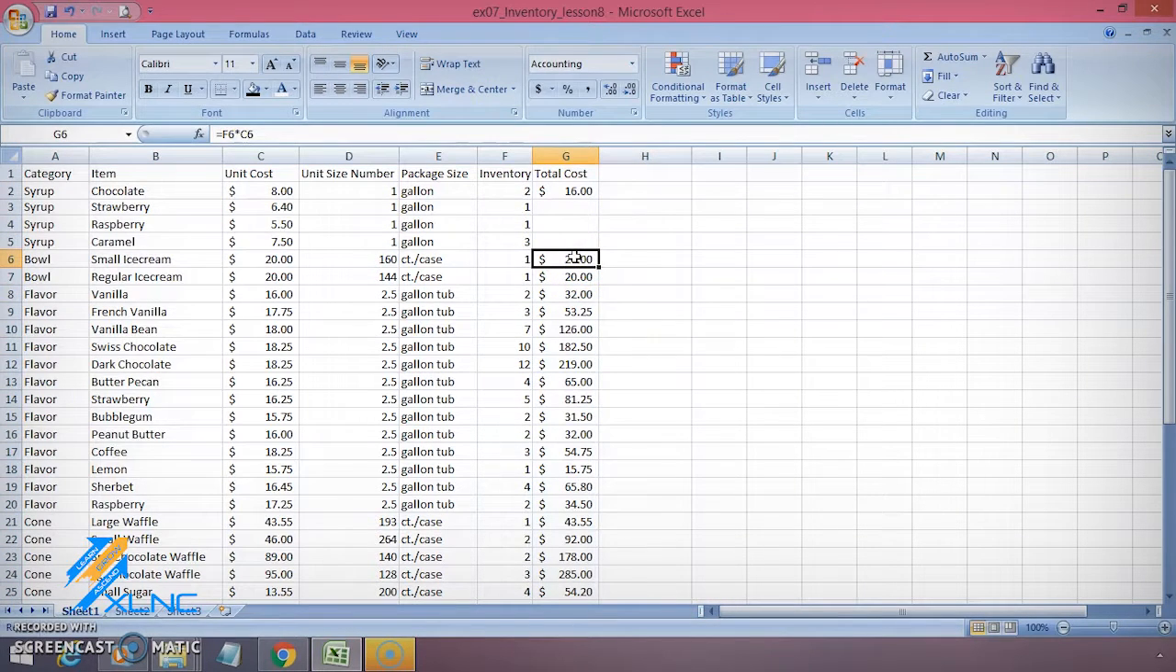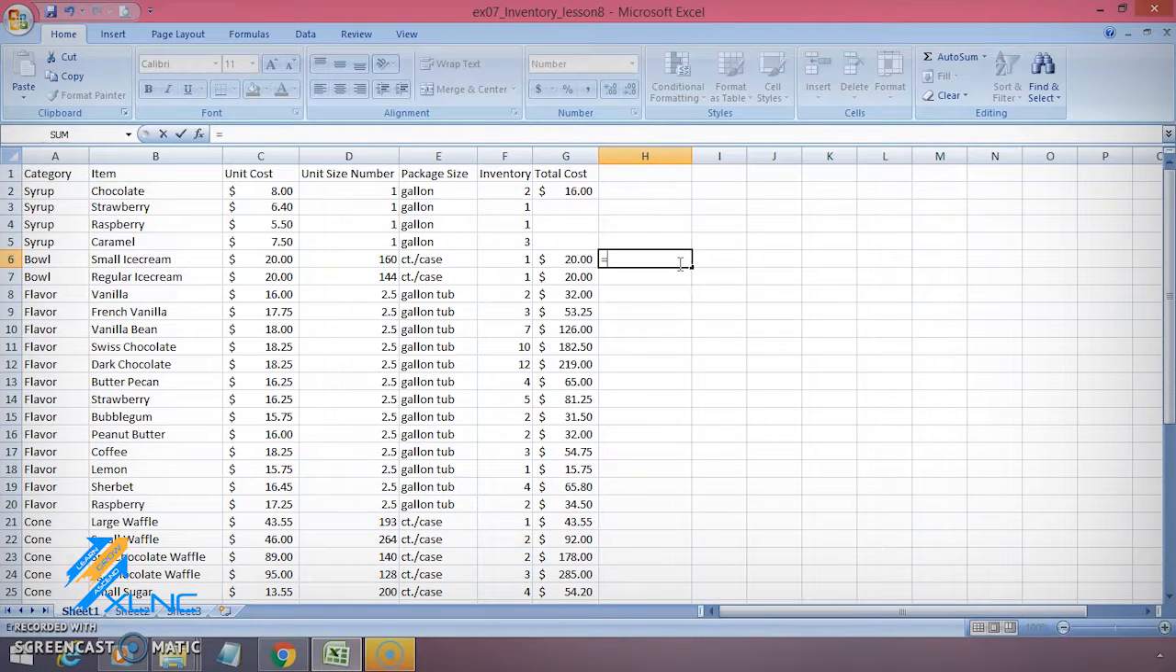If you're ever unsure about the cell address, you can find it in the name box, which is to the left of the formula bar. Let's say we want to calculate how much I'm spending per bowl. Let's write a formula here in H6 and we'll just delete it when we're done.